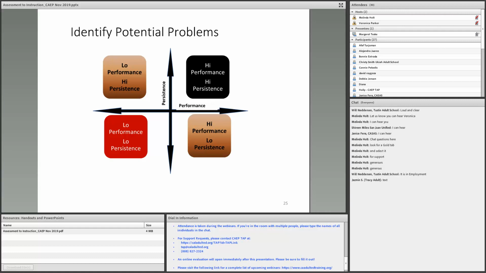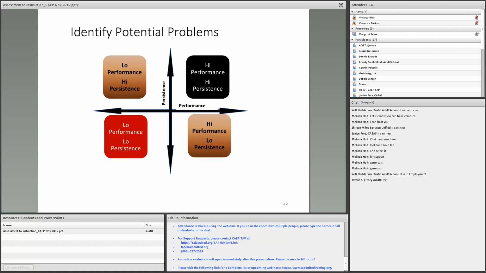With high performance and low persistence, not a normal situation. High performance means the students are doing very well on their testing, but they're not coming often enough. So that's not an area that's very normal, let's put it that way. However, low performance is one of the areas that is more normal, unfortunately. Sometimes we have low performance because of persistence. The students are not coming enough, so their persistence has gone down and their performance goes down as well.